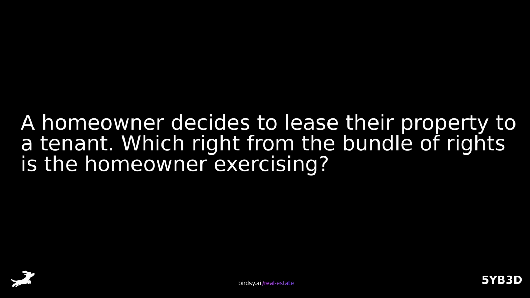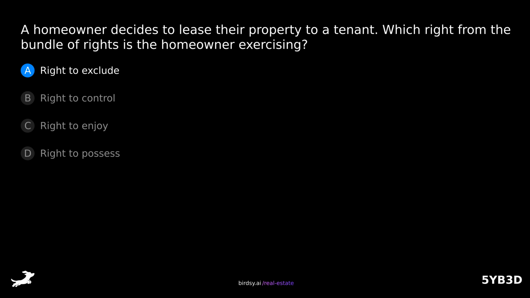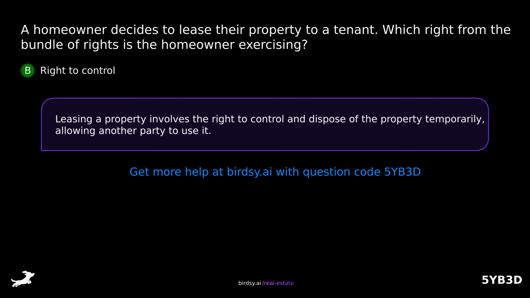A homeowner decides to lease their property to a tenant. Which right from the bundle of rights is the homeowner exercising? Is it A, right to exclude, B, right to control, C, right to enjoy, or D, right to possess? The answer is B, right to control. Leasing a property involves the right to control and dispose of the property temporarily, allowing another party to use it.